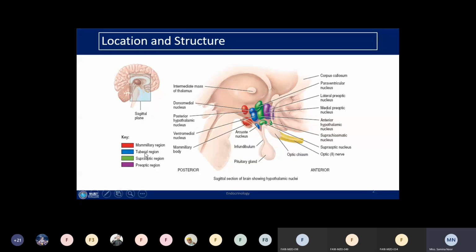Some other nuclei related to the tuberal region, or tuber cinereum region, are known as the tuberal nuclei. As you can see here, the ventromedial nuclei are located in the tuberal region, and then the arcuate nucleus is also located in the tuberal region. So the tuberal region bears the ventromedial nucleus and the arcuate nucleus.